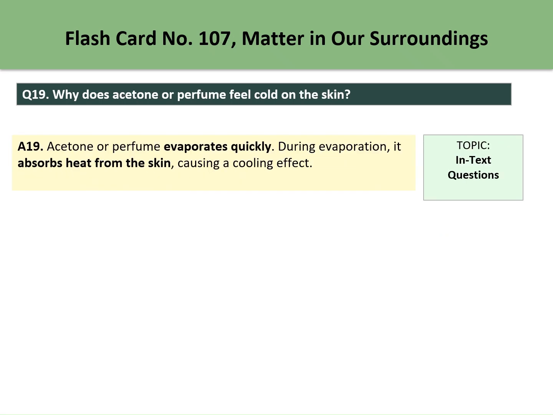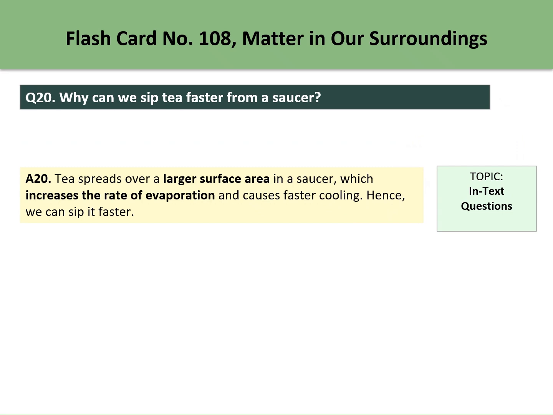Next. Why does acetone or perfume feel cold on the skin? Acetone or perfume evaporates quickly. During evaporation, it absorbs heat from the skin, causing the cooling effect. Next. Why can we sip tea faster from a saucer? Tea is spread over a large surface area in the saucer, which increases the rate of evaporation and causes faster cooling. Hence, we can sip it faster.